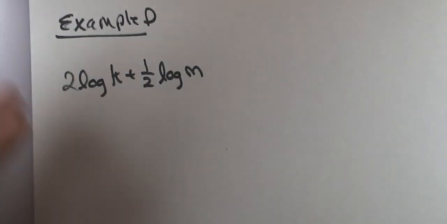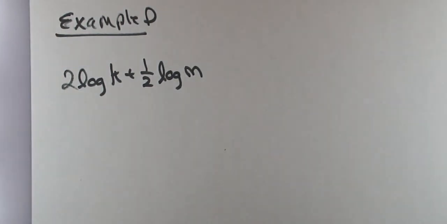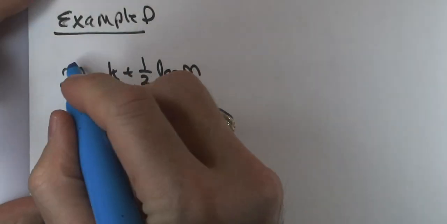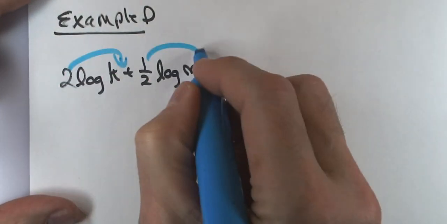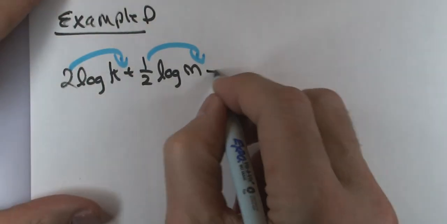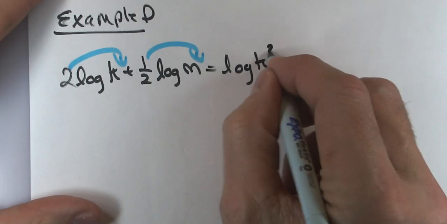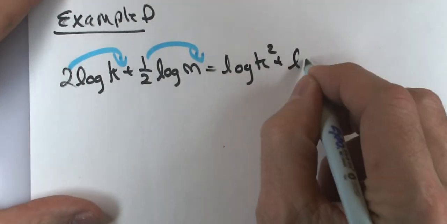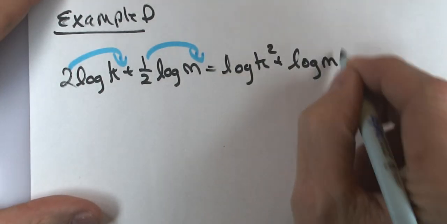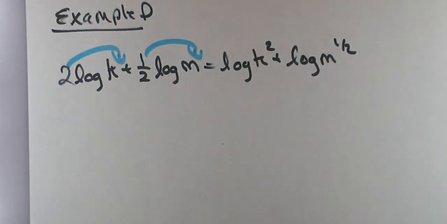What do I mean by that? Well, let's get rid of these numbers here. So I'm going to have to use my reverse power rule here. These numbers come up and they're exponents now. So it's going to be log of k squared plus log of m to the 1/2. Beautiful. That's exactly what I wanted.